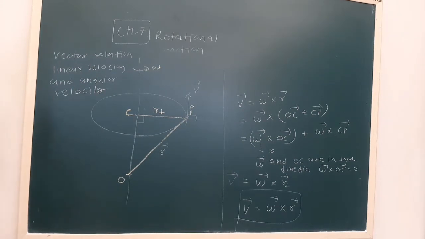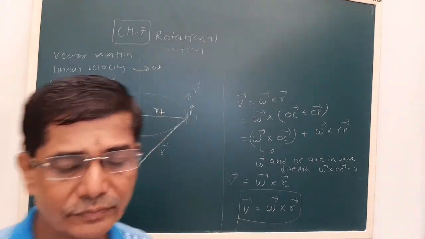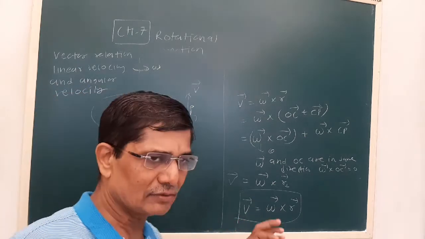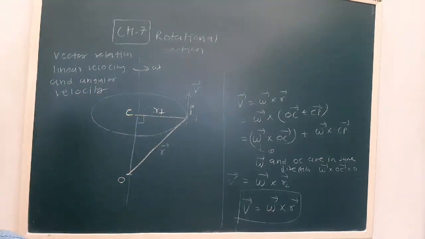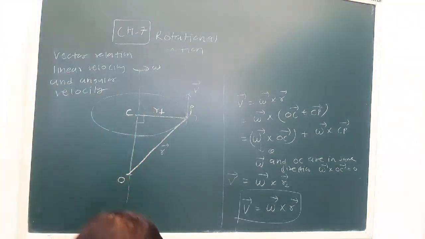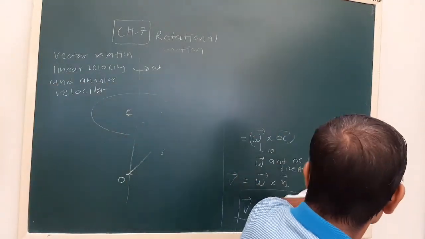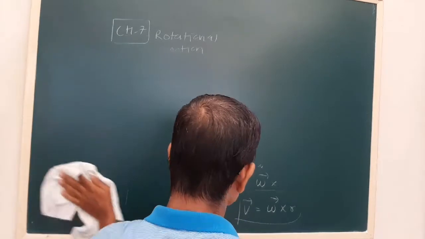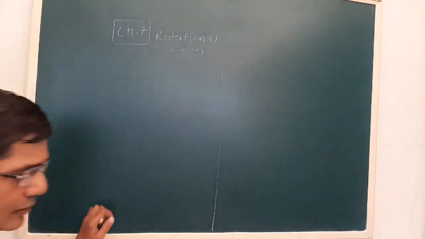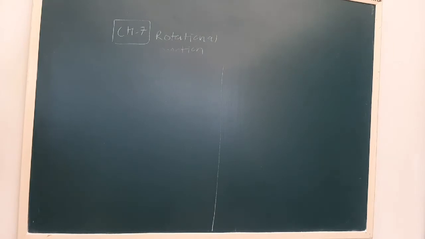Okay, now this is about one more quantity. First we talked of angular displacement, then the angular speed, now angular velocity. Next we have to see about the angular acceleration. It is analogous to linear acceleration A in our linear motion.